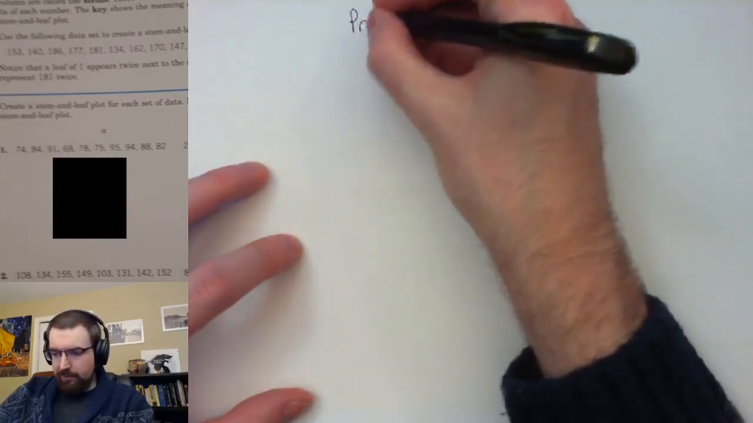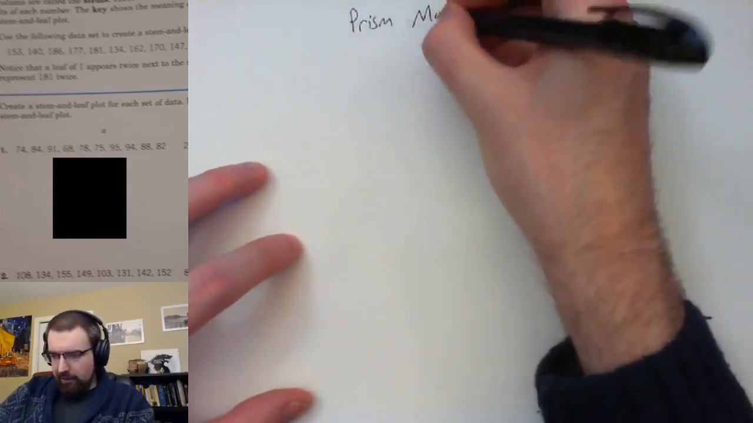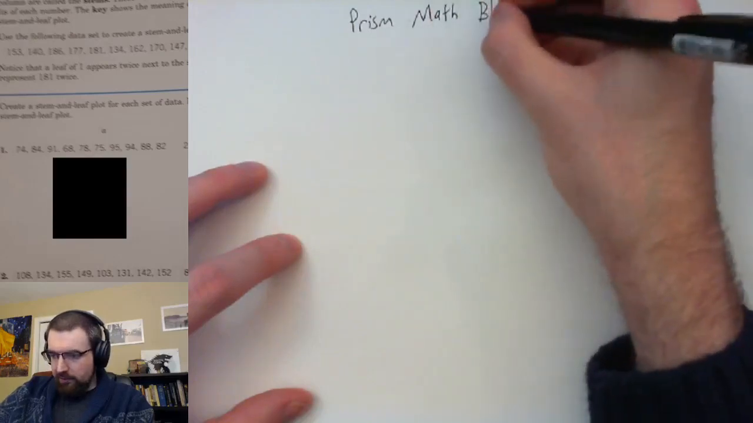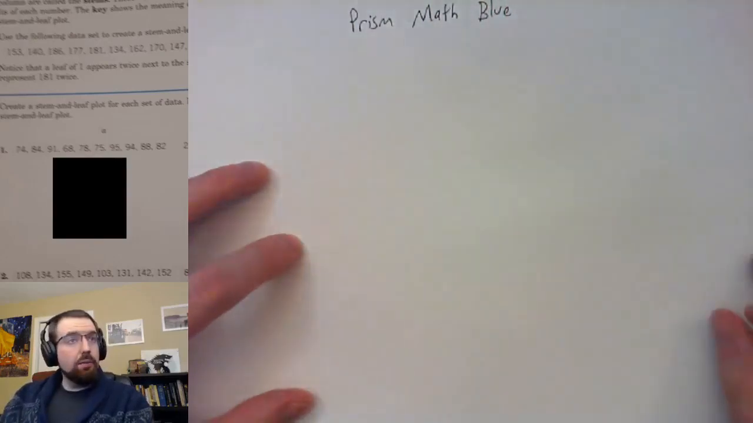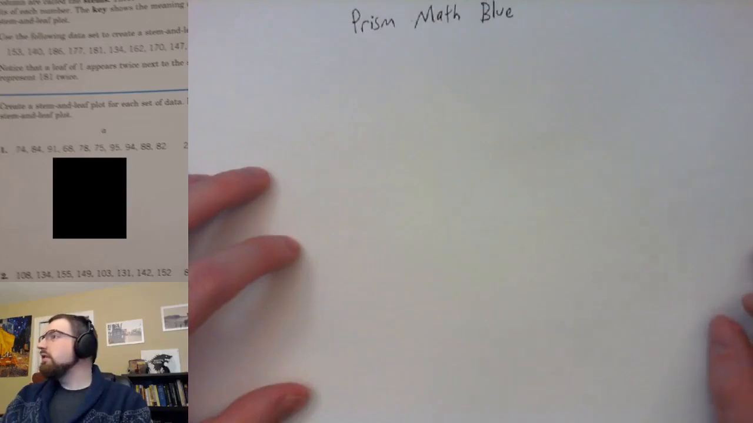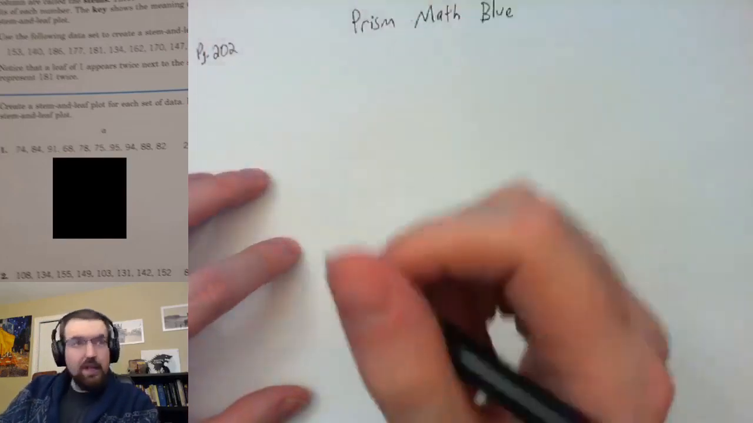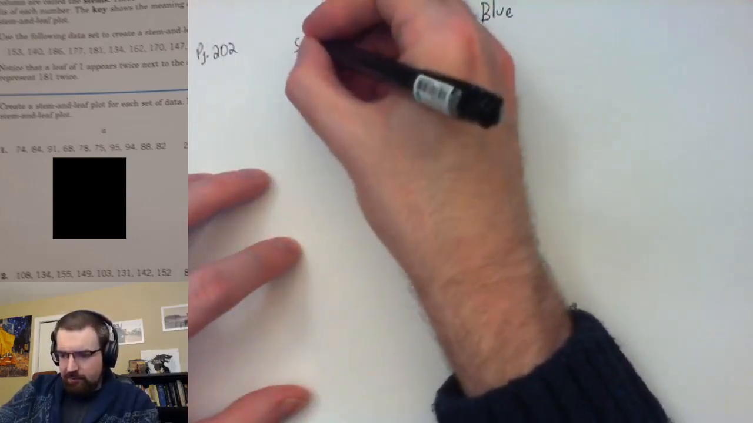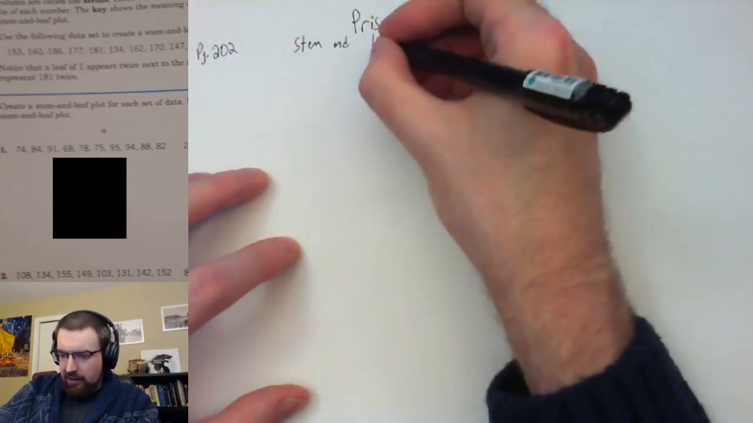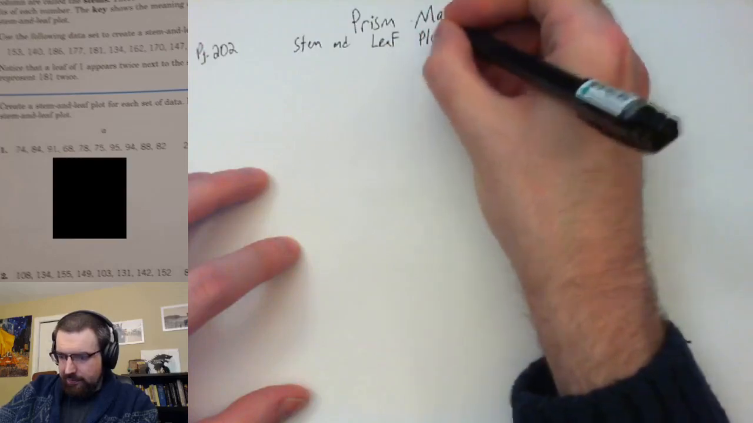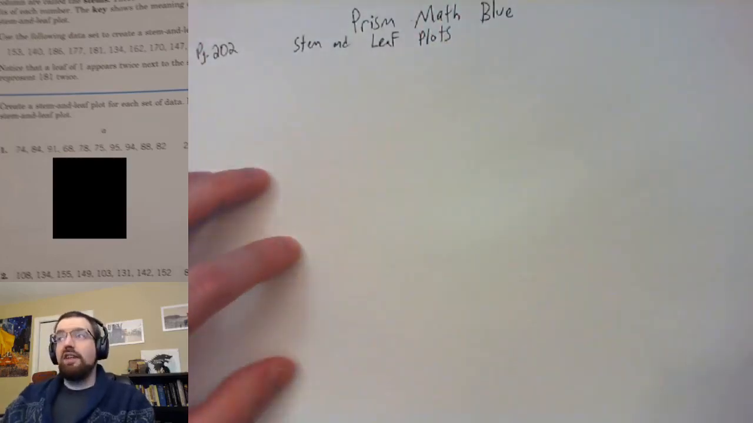Am I on screen? Yep. Prism Math Blue. And then what page is this? This is page 202, and it's going to be stem and leaf plots. Now you do go on to see these again later.